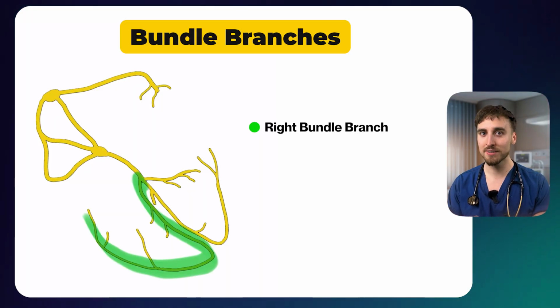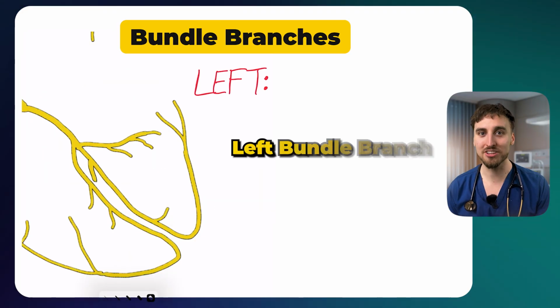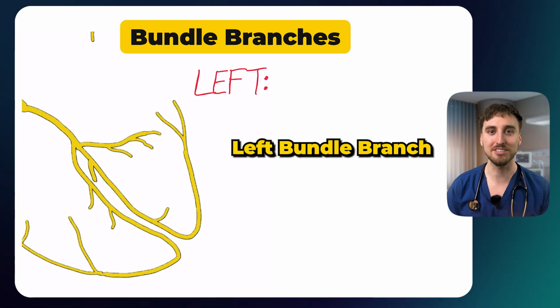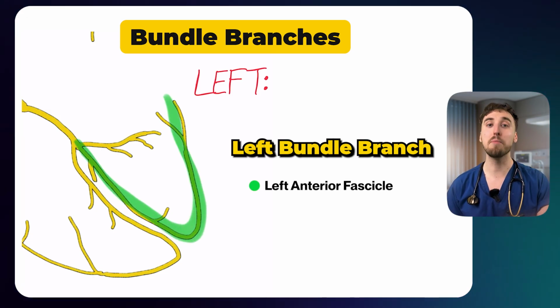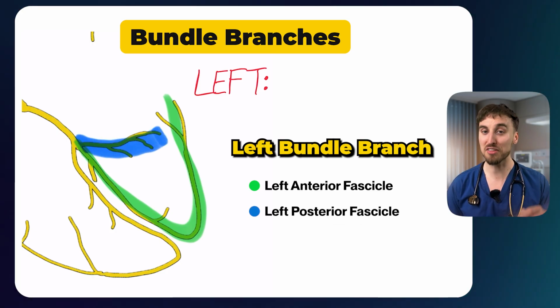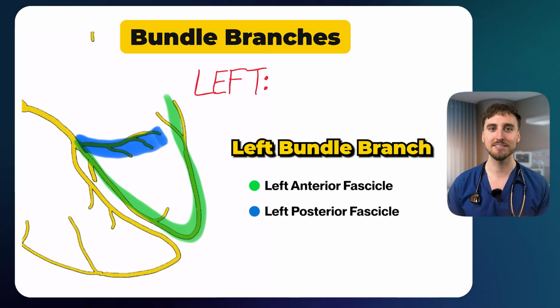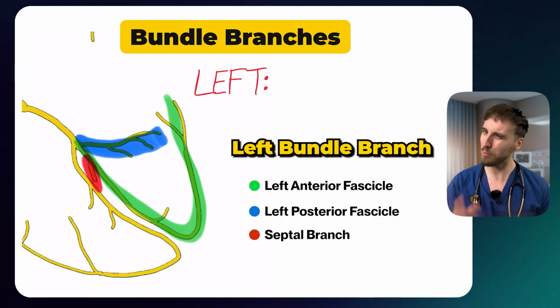Importantly, the bundle of His breaks down into the different branches. We have the right bundle branch and the left bundle branch. Even more importantly, that left bundle branch is made up of a few different branches itself: the left anterior fasciculus, which goes to the upper and more lateral aspects of the heart, and the left posterior fasciculus, which goes to the lower and more posterior aspects. But there's also this little fella responsible for septal depolarization. I'll mention that one soon.